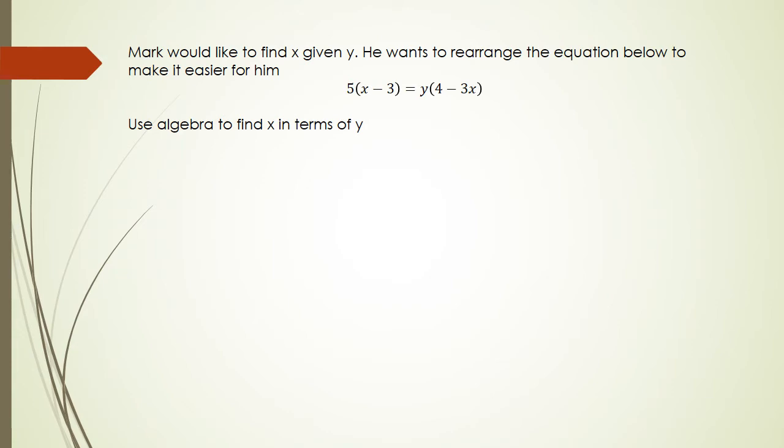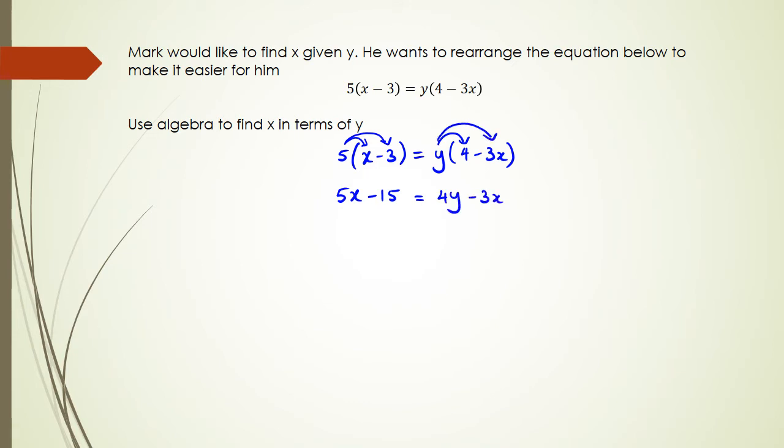Okay, so let's actually start this question then. We've got 5 multiplied by x minus 3 equals y times 4 minus 3x. So the first step we need to do is expand the brackets. We've got 5 times x is 5x, 5 times negative 3 is negative 15, equals y times 4 is 4y, and then y times negative 3x would be negative 3xy.